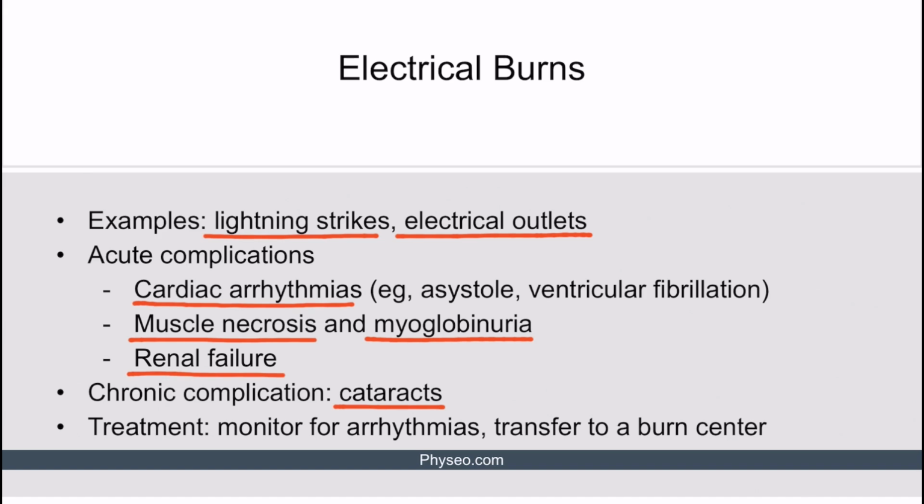As far as treatment goes, all patients with electrical burns should be closely monitored for arrhythmias in the first 24 hours and then transferred to a burn center following initial stabilization.